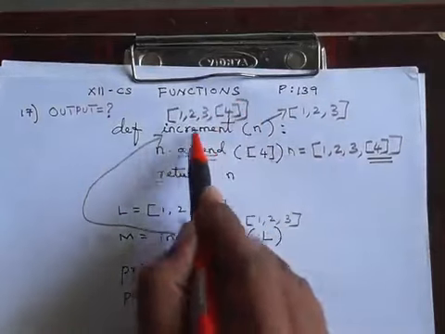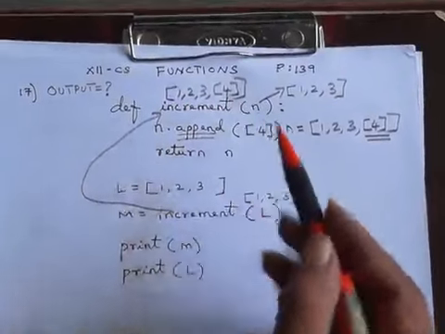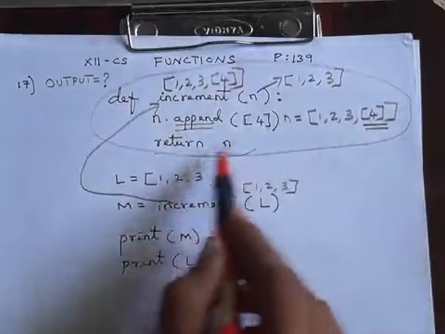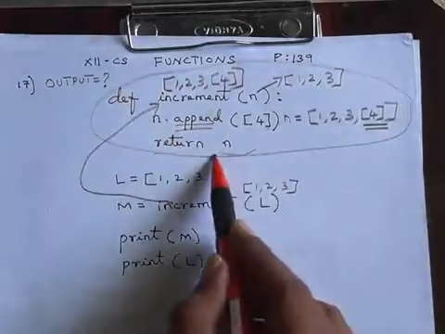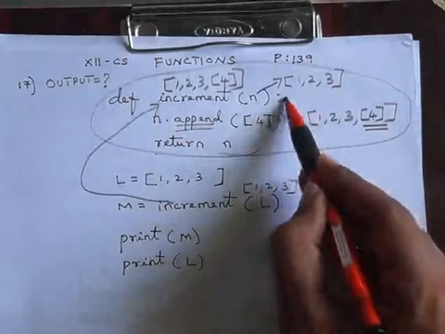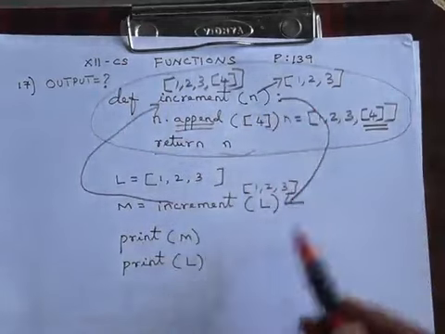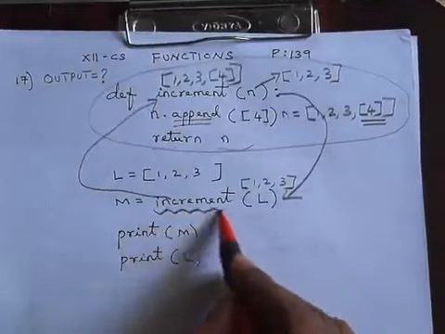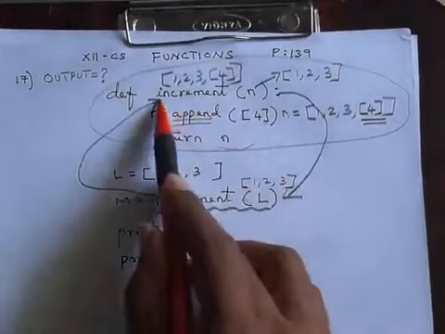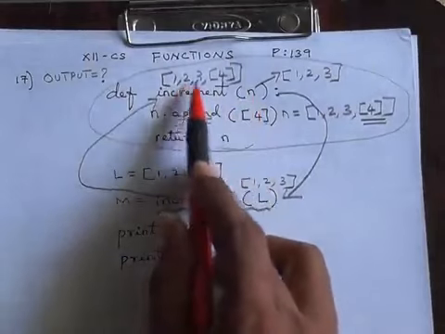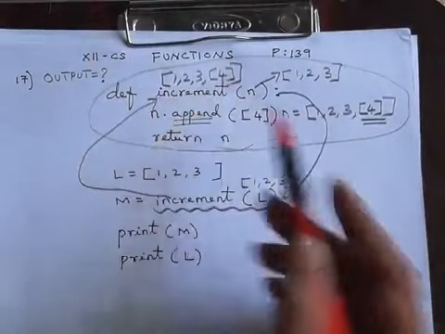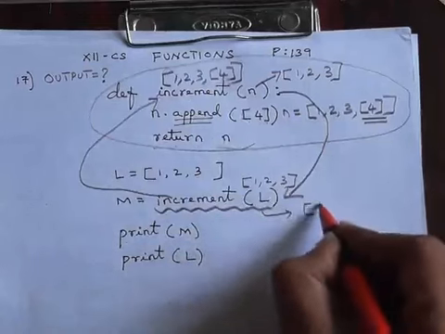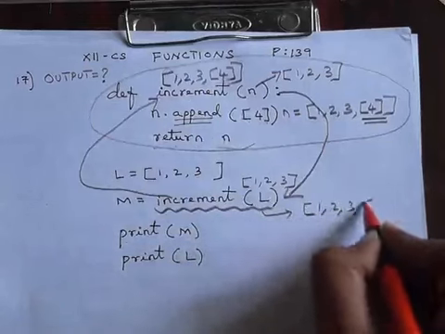Now this increment function value is 1, 2, 3, list 4. Then after the entire work is finished, if all the function definition work is finished, it will come back to the same position where it came from. Okay, now the increment function value is what? Listen, this increment function value is 1, 2, 3, list 4. So this increment function value is also 1, 2, 3, list 4.